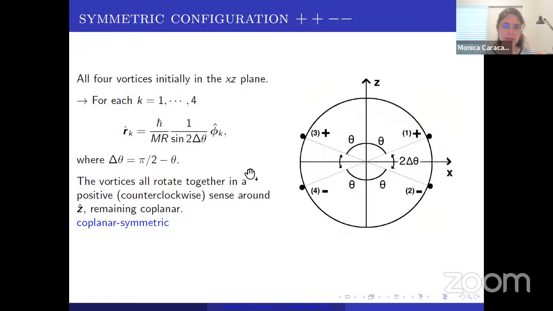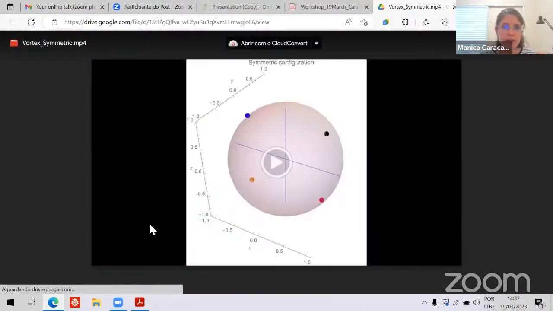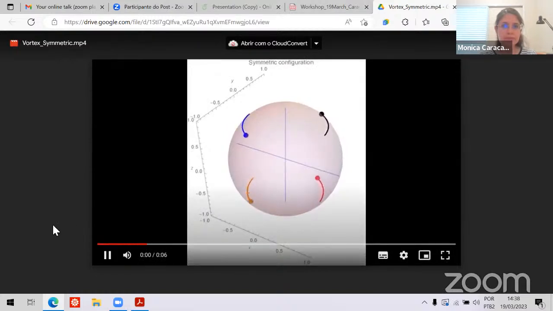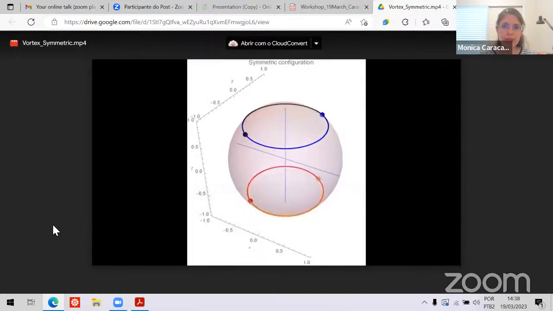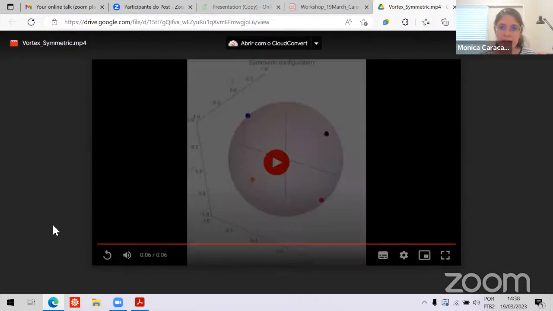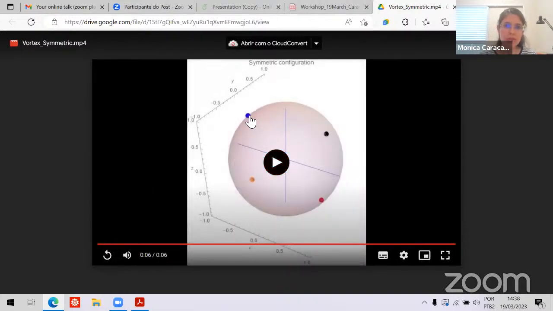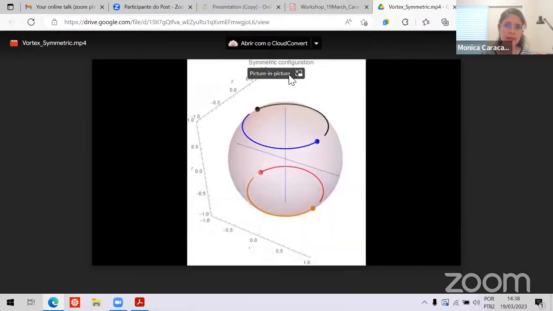You calculate the stream function and derive the velocity field, you see that all the 4 charged vortices have the same velocity field, and all will rotate together in a counterclockwise sense around this direction. Have a film here. This is the movement that you have. The black and red is the positive charge. No, sorry, this is on the positive and this is on the negative charge. Just circling around the x axis.